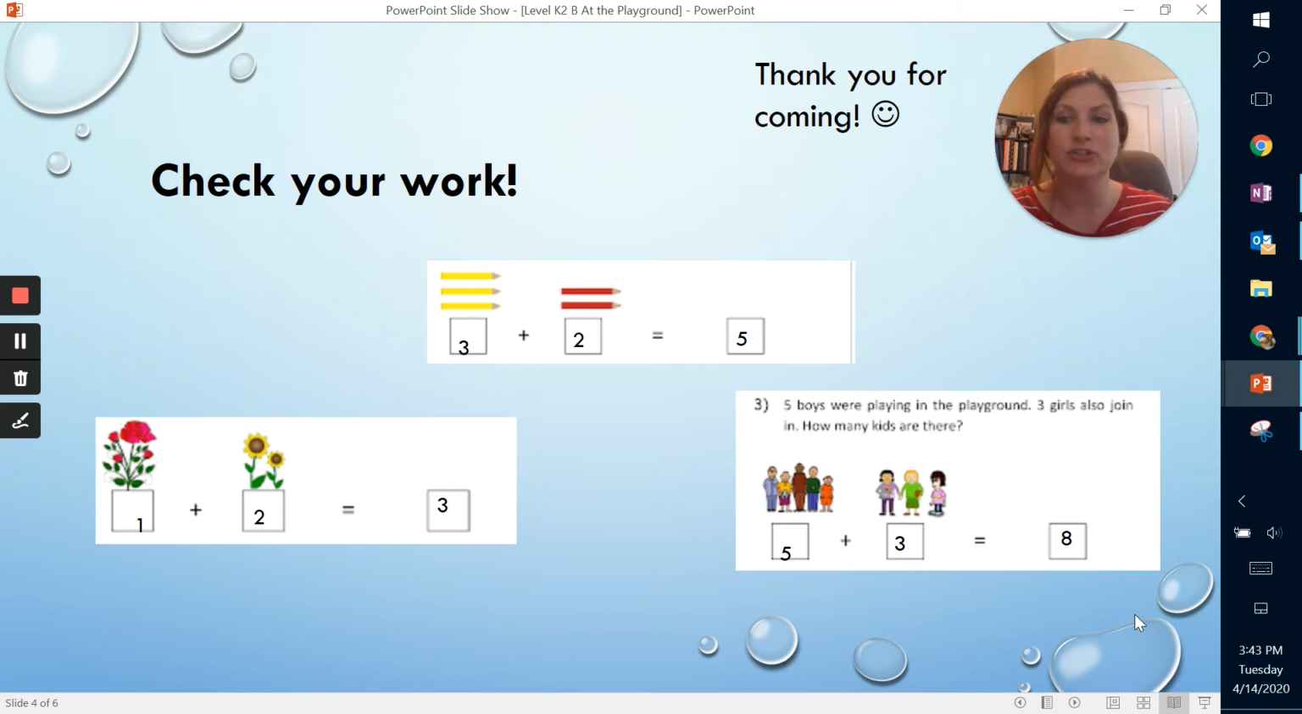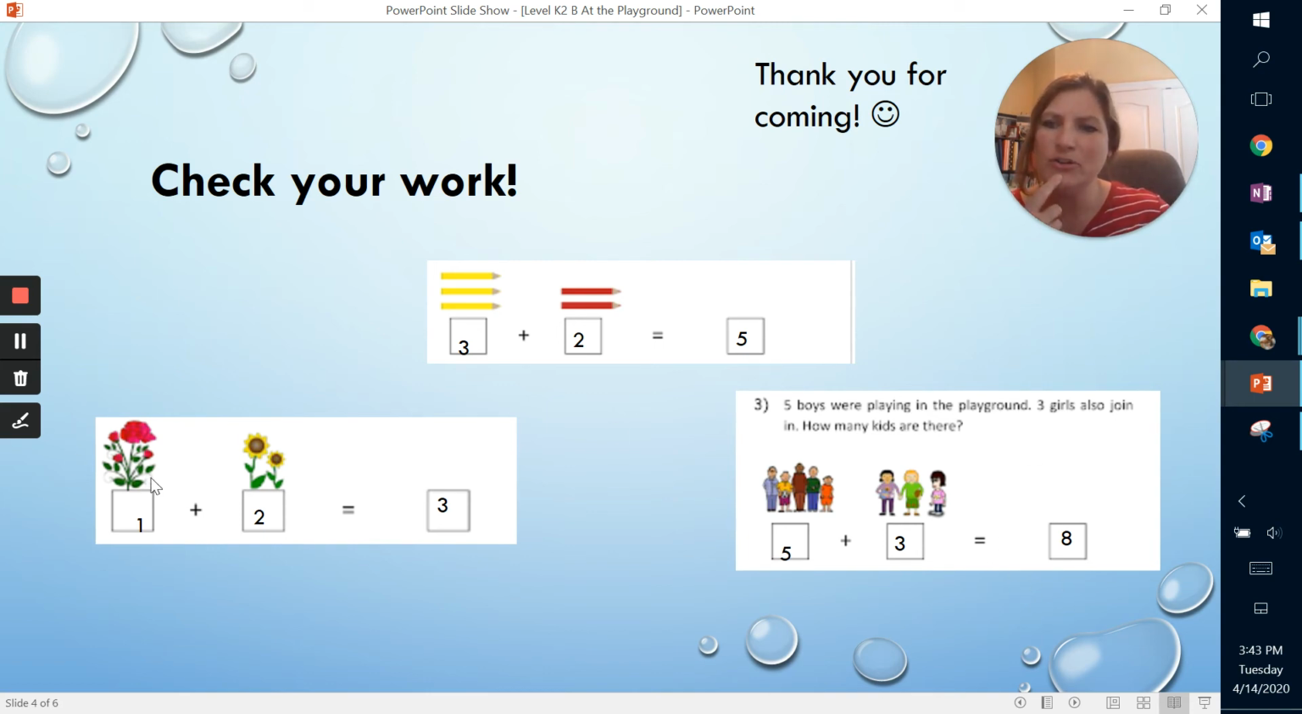One plus two equals three. And then there are five boys who are playing in the playground. Three girls also join in. How many kids are there? And that's right, you should have gotten the total eight.